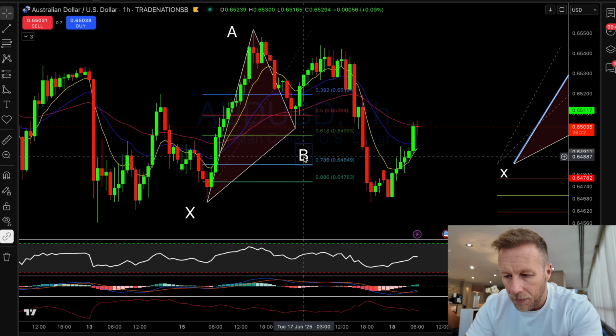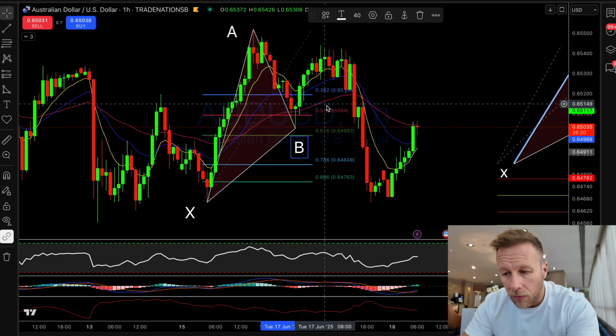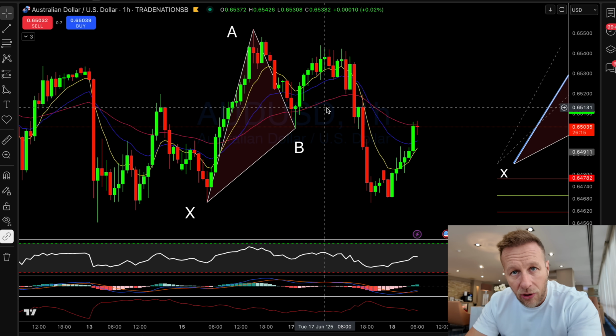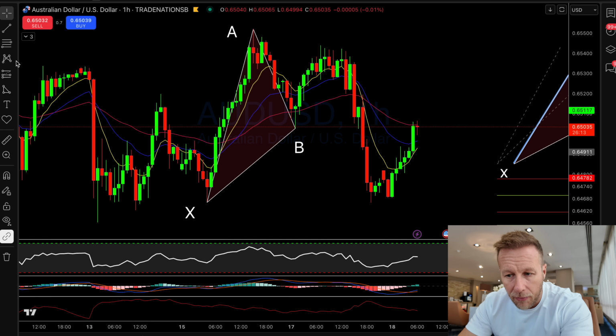Now what is the next rule? The next rule is we need a fib retracement from A to B, and we need to hit the 382 but not violate A, if you remember.